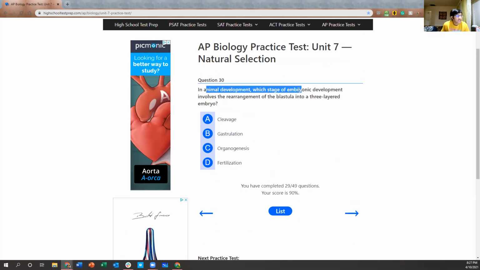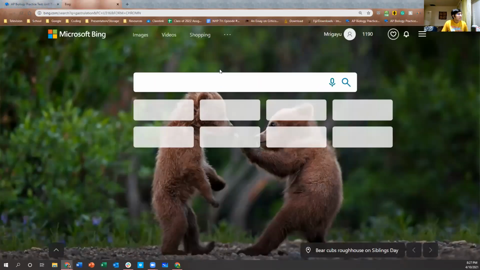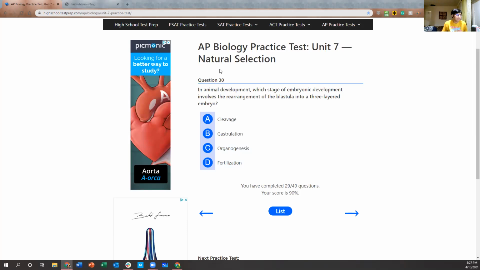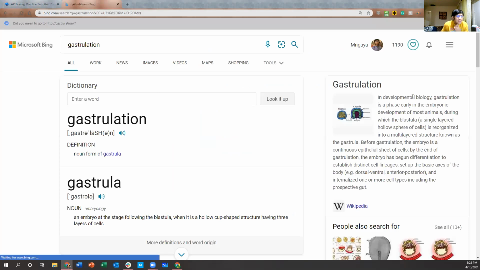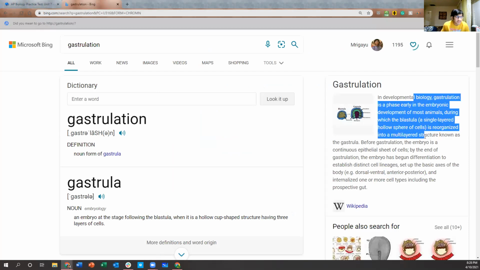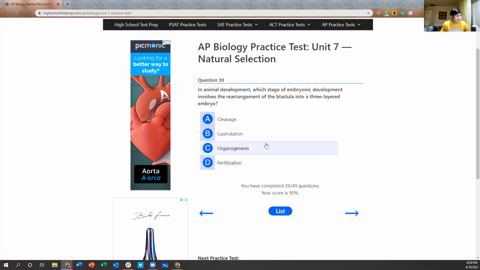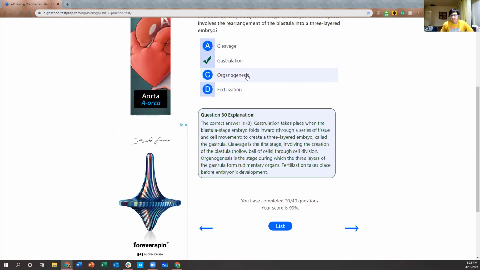In animal development, which stage of embryonic development involves the rearrangement of the blastula into a 3-layered embryo? I'm not exactly sure. Fertilization happened earlier. Organogenesis, 3-layered embryo. So organogenesis sounds like the organs are being developed. I'm not sure what gastrulation is. Let's search up what gastrulation is. Cleavage sounds like something's being cut. It's cleaved, so that doesn't sound right. Gastrulation is the blastula reorganized into a multi-layered cell structure. Okay, it is gastrulation. Yeah. Organogenesis is when the organs start to form.